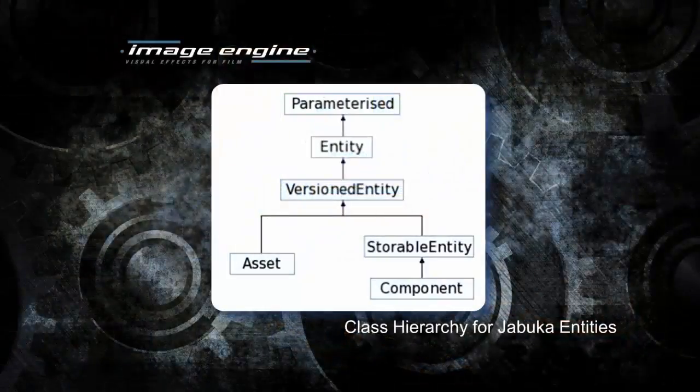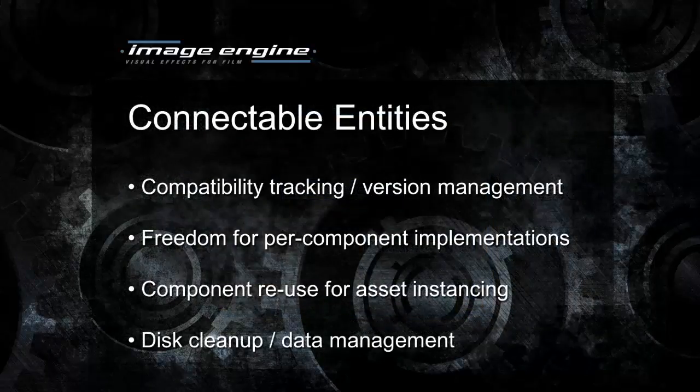Everything in Yuka derives from one class called Parameterized, which is in Cortex. That's a base class. It just means I have some parameters. Then Yuka has versionable entities and entities that store things on disk. Assets are built through a collection of connectable components, which are represented as Gaffer nodes. And then we also have libraries, which are a collection of assets. Again, there's more detail in the paper if you want to know more.